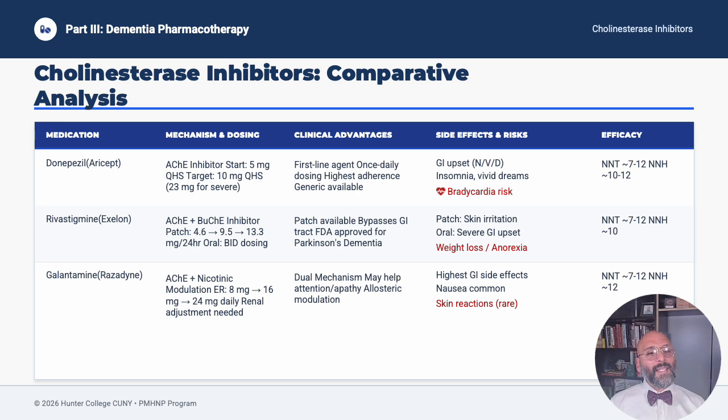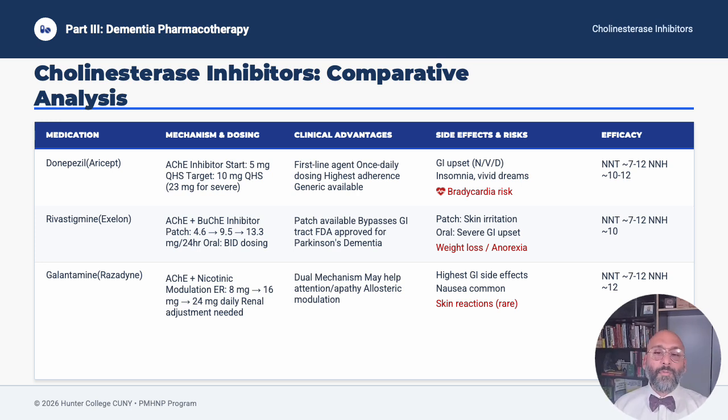Rivastigmine inhibits both acetylcholinesterase and butyrylcholinesterase, and its biggest advantage is that it's a transdermal patch. So what happens? You're bypassing first-pass effect. The GI tract is not interfered with. It's FDA approved also in Parkinson's disease dementia. The downside is this causes weight loss and anorexia, plus some skin irritation with the patch. The reason that matters is as dementia declines, appetite also declines. Galantamine adds a nicotinic receptor modulation, which may help with attention and apathy, but it has the highest GI burden and requires a renal dose adjustment.